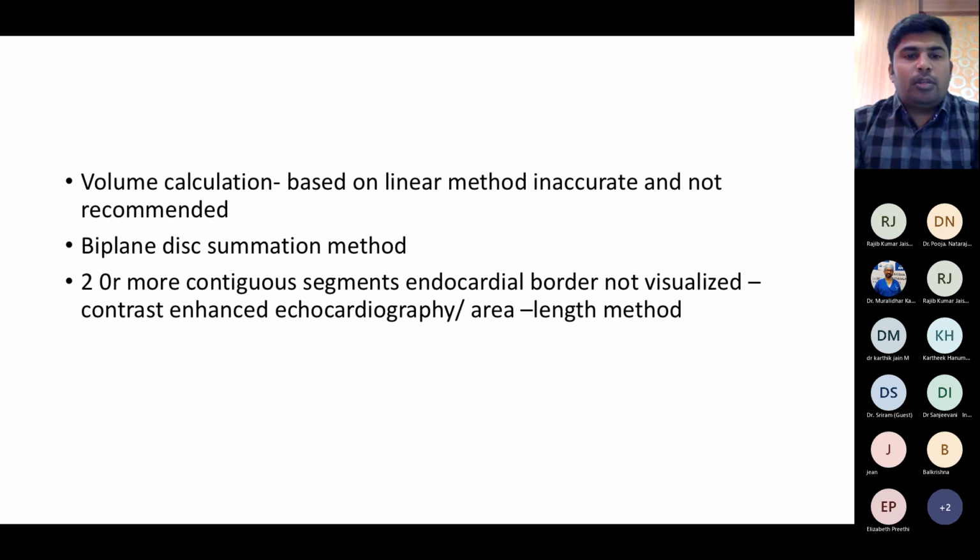When two or more contiguous segments of the endocardial border are not visualized, it is better not to do the biplane disc summation method. In that situation, we can go for the area length method. If contrast is available, it can be used to enhance the contrast between the LV cavity and the endocardium.